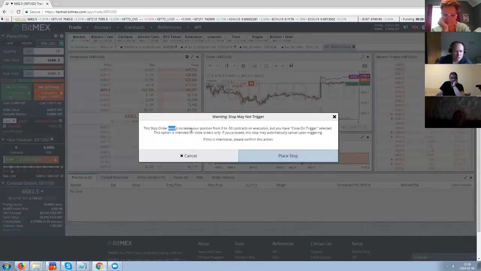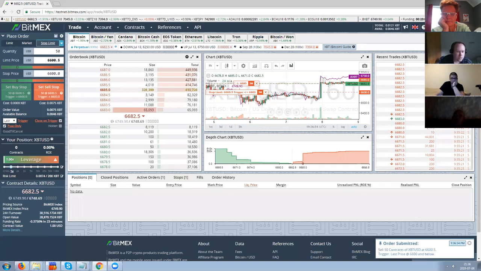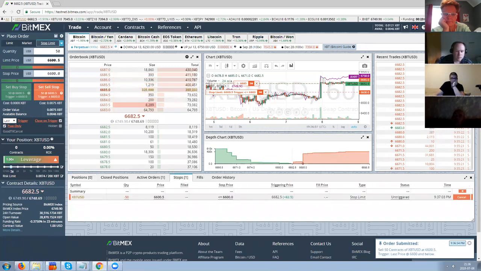Yeah. The stop order would increase your position from 0 to -50 contracts on execution, but you have a close on trigger selected. Now it says this message because I don't actually have an order on the 50 contracts. But if I had done this, this message would not pop up. This option is intended for closed orders only. If you proceed, this stop may actually cancel upon triggering. Then I just place a stop loss. And then I have an active stop loss here.